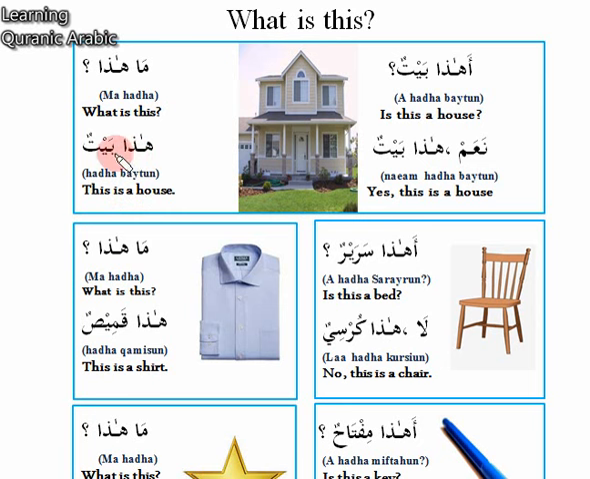Ayub, can you tell me how can we change this to question, the Arabic one? Baytun hadha. No, that's wrong. How can we change hadha baytun, this is a house, to question in Arabic? By adding one particle, a, at the beginning, we can change the statement to question. A hadha baytun, which means is this a house? This particle is called particle of interrogation.